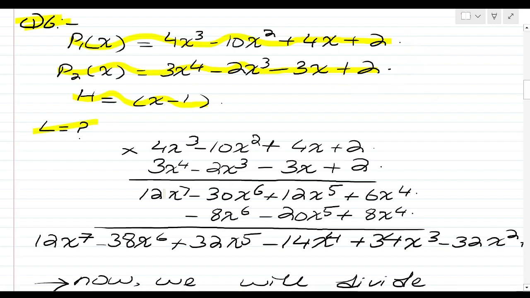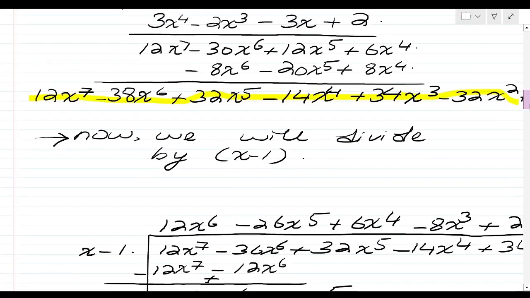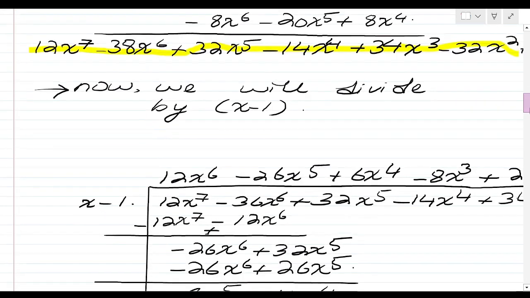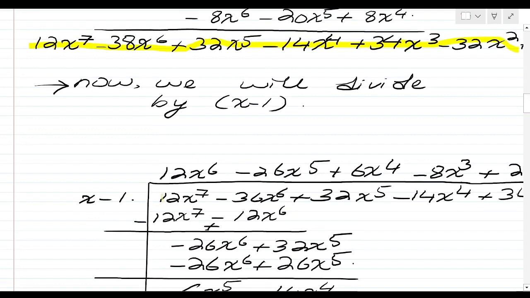So after multiplying both of them, what will you get? You will get this answer, which is 12x power 7 minus 38x power 6 plus 32x power 5 minus 14x power 4 plus 34x cube minus 32x square. So after getting this value, then you need to divide it. Divide it with what? The HCF, by using the division method. So I've placed the smaller degree outside and the expression with the greater degree inside. So 12x power 7 divided by x is 12x power 6. So this is placed in the quotient position.